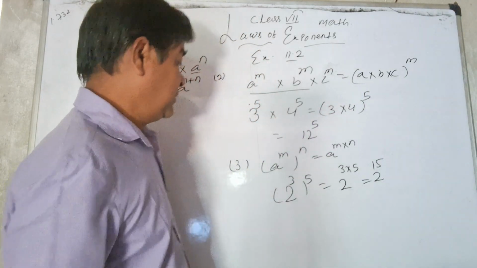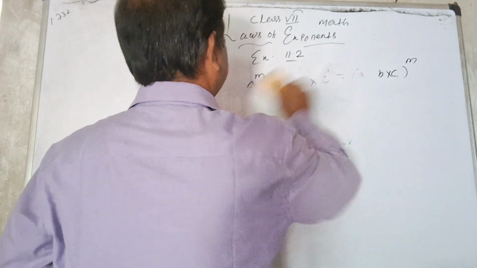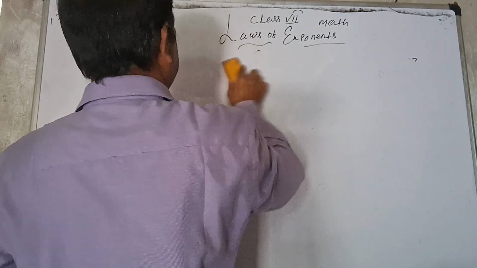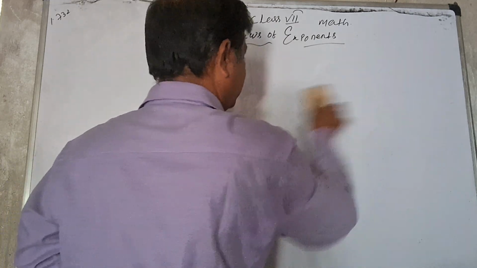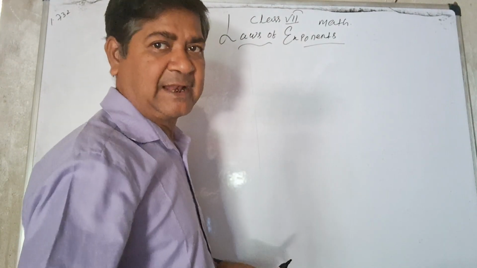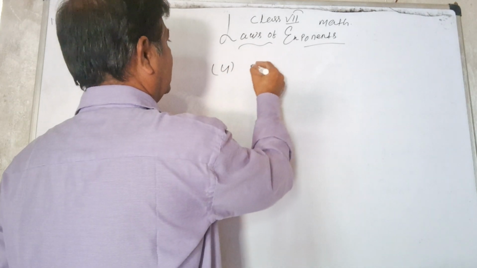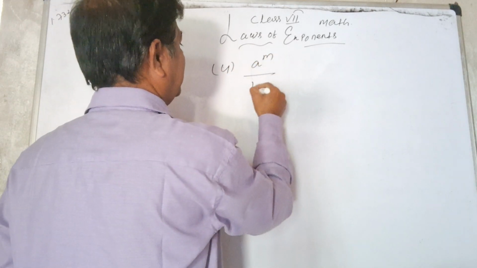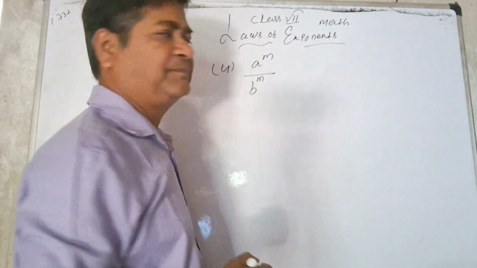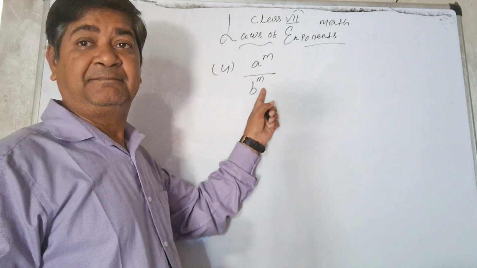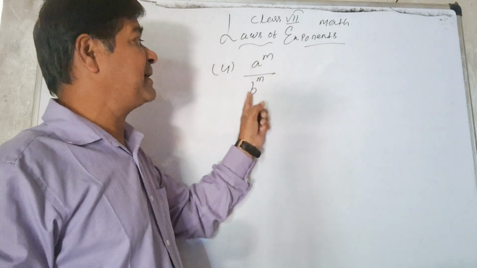Now the laws of exponents for division. In division, the rules are similar to multiplication. Fourth rule: a to the power m divided by b to the power m. The bases differ, a to the power m and b to the power m. It is division: a to the power m divided by b to the power m.